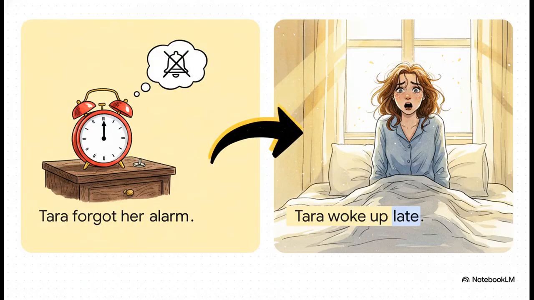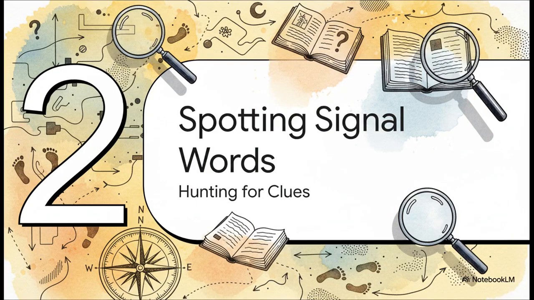Okay, let's play detective for a quick second and examine the case of Tara's awful day. Look at this incredibly simple one-to-one relationship. Tara forgot to set her alarm clock. That's the initial event, our cause. So what was the inevitable outcome here? She didn't wake up on time. This right here is the absolute bedrock of how narratives work. One action directly forces another. But you might be wondering, how do authors actually communicate these connections to us? Let's find out in Section 2, spotting the signal words, hunting for clues.